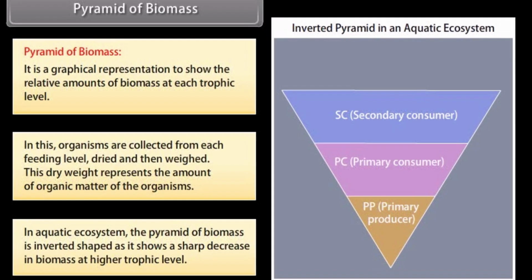In aquatic ecosystems, the pyramid of biomass is inverted in shape as it shows a sharp decrease in biomass at higher trophic levels.